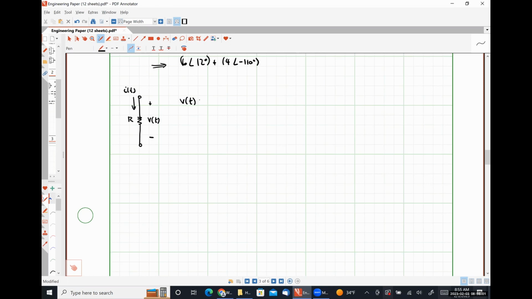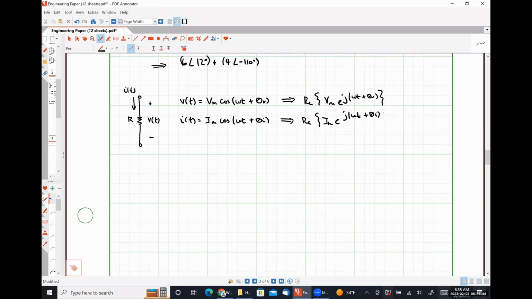Let's say that V of t is a sinusoidal voltage, so Vm cosine omega t plus some phase angle theta V. And I of t is some sinusoidal current, Im cosine omega t plus theta I. And we know that these are the real parts of the complex representation, Vm e to the j omega t plus theta V, and the real part of Im e to the j omega t plus theta I.